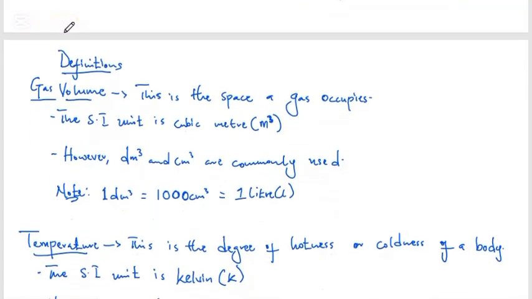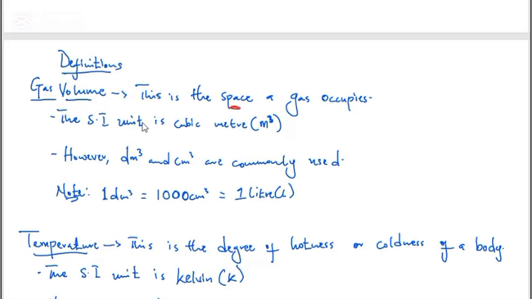So we have looked at the definition of a gas, we have looked at the postulates of an ideal gas, and we have looked at the general properties of a gas. Now let's look at the definitions of these terms. Number one, gas volume. What is gas volume?